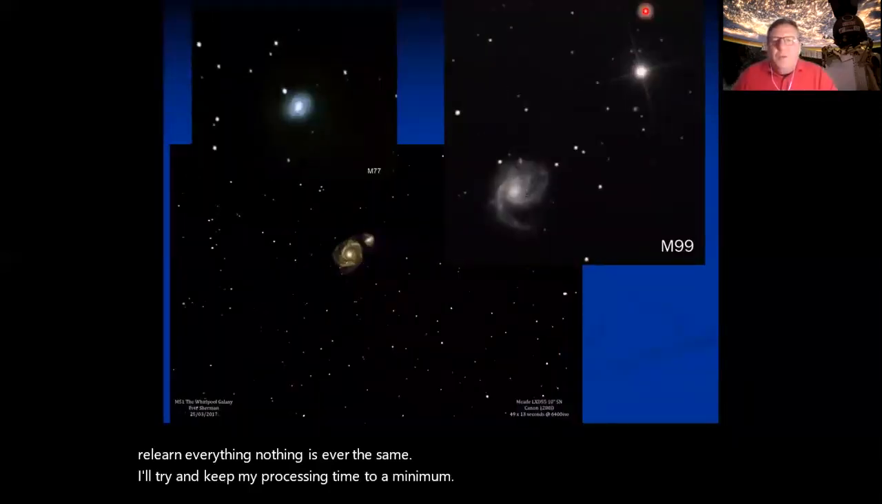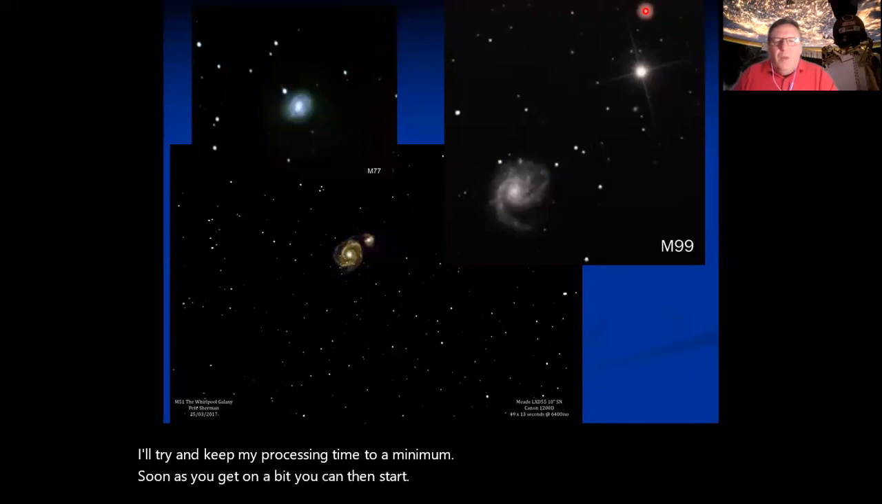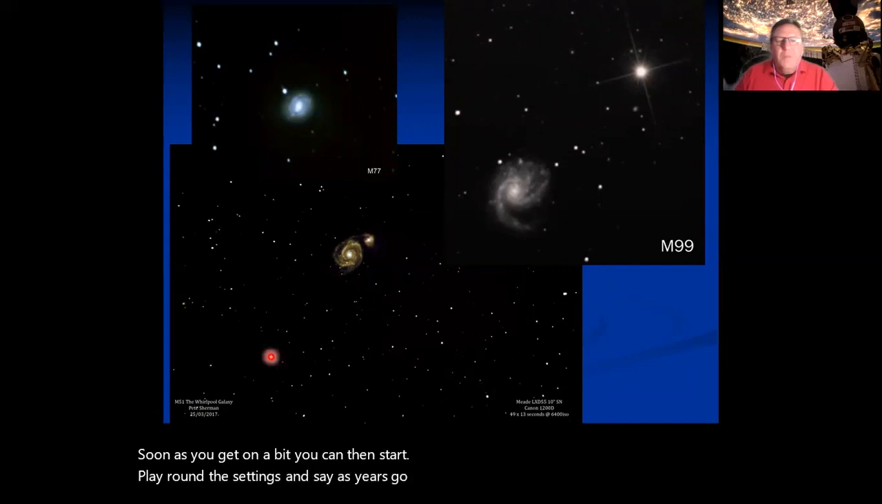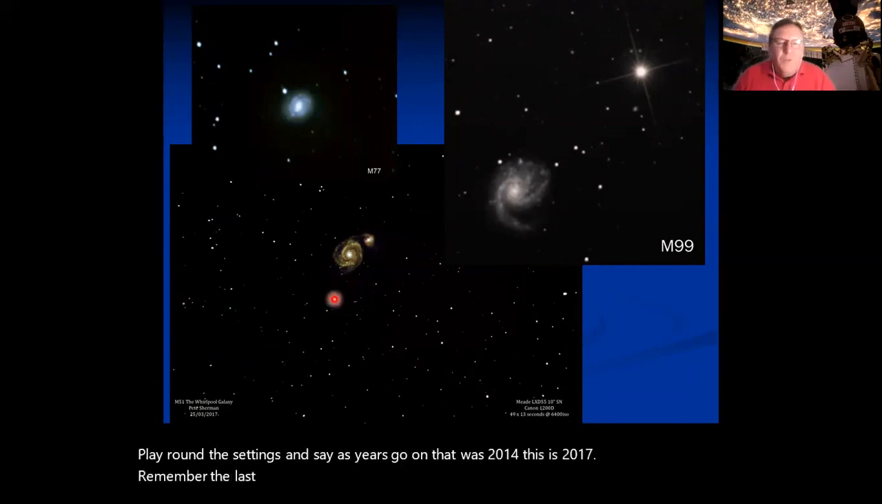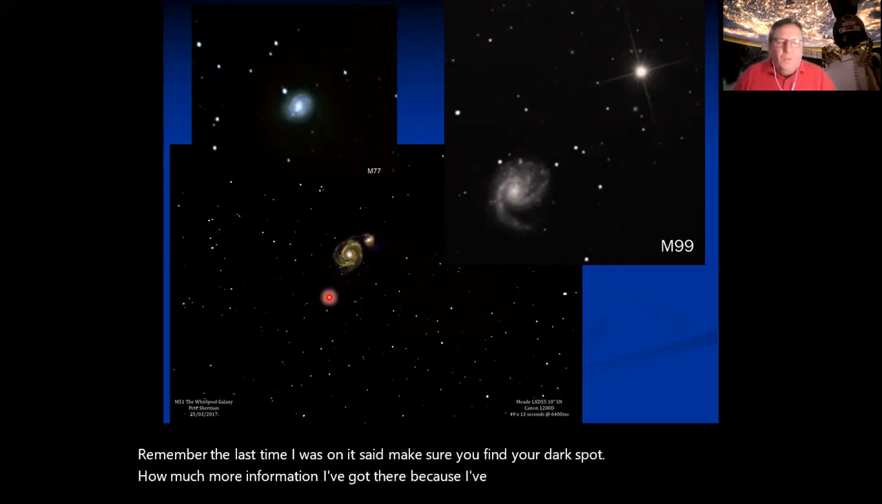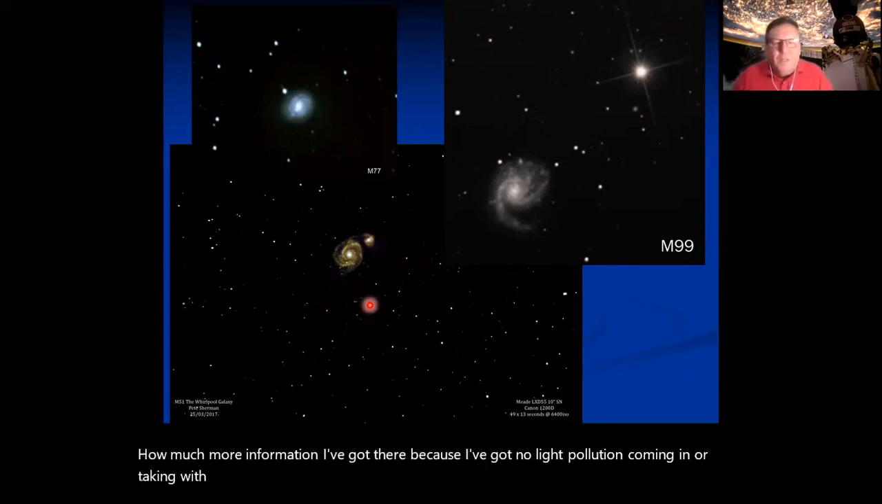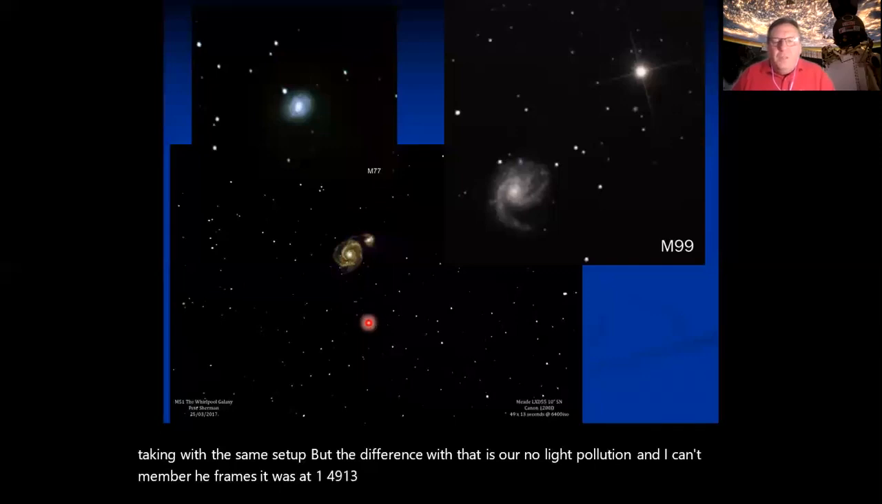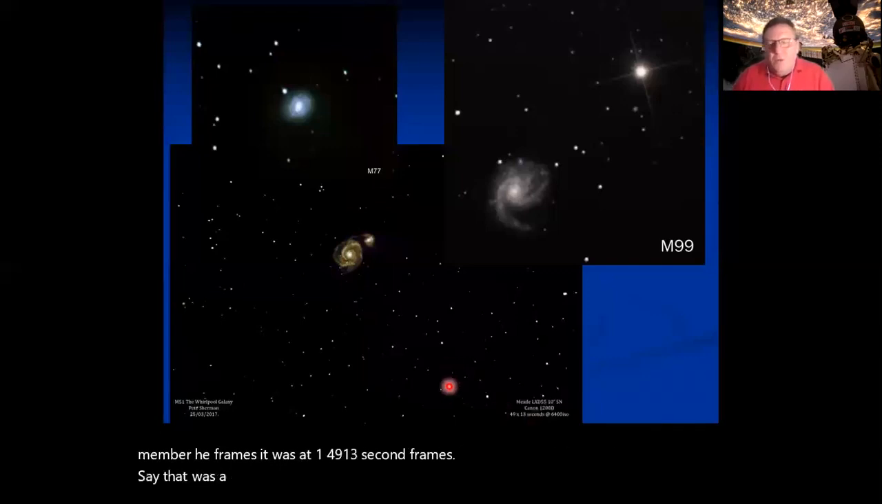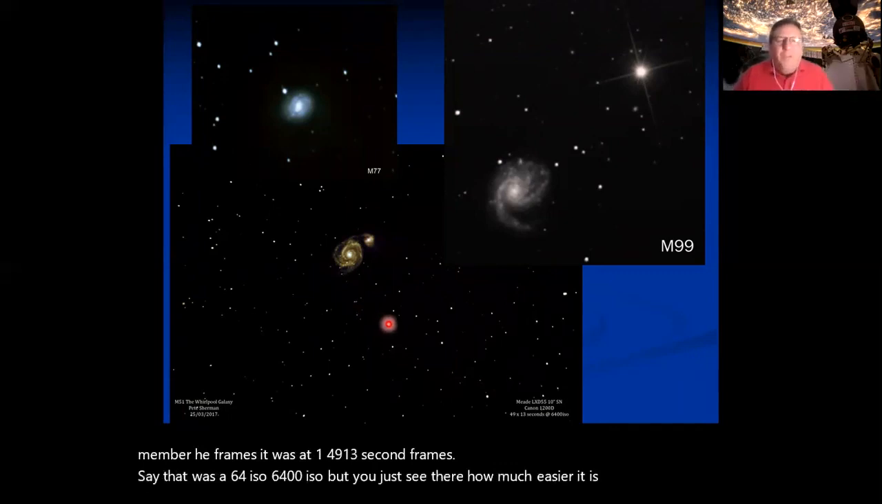And as you get on a bit, you can then start to play around with the settings. And as years go on, that was 2014, this was 2017. So that was taken at the Bothy. Remember the last time I was on, I said, make sure you find your dark spot. Look how much more information I got there, because I got no light pollution coming in, all taken with the same setup. But the difference with that is I had no light pollution, and it was, I can't remember how many frames it was, 49 13-second frames. That was at 6400 ISO. But you can just see there how much easier it is to process when you haven't got light flooding into your telescope.